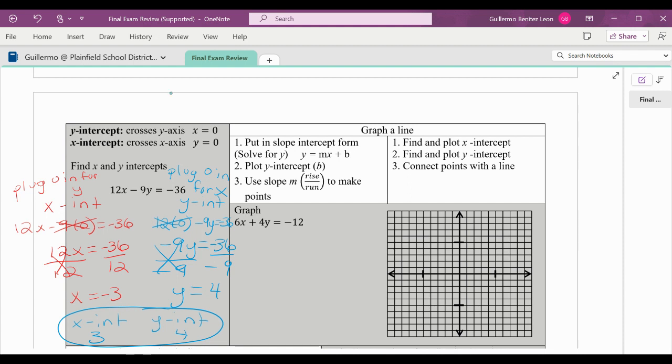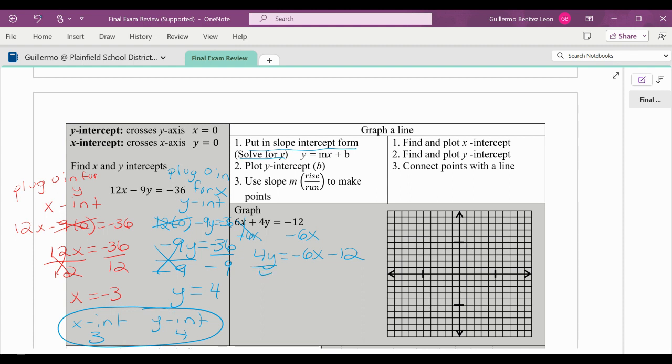Graphing standard form, so this equation right here, we actually cannot graph an equation that looks like that. So how do we solve it? We solve for y. So it says up here, put in slope-intercept form, solve for y, and then graph it that way. You guys are pros at solving for y. So first thing I'm going to do is get rid of this 6x by subtracting. What you do on one side, you do to the other. 4y equals -6x minus 12. You cannot combine these, so at least put them in order.